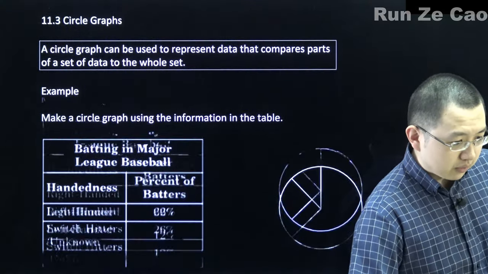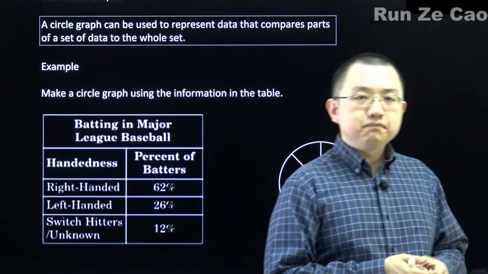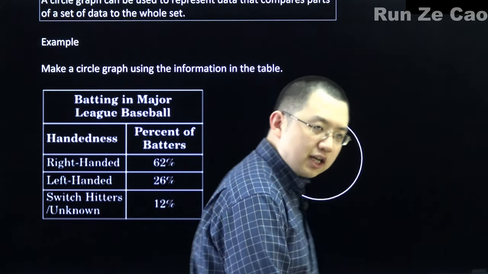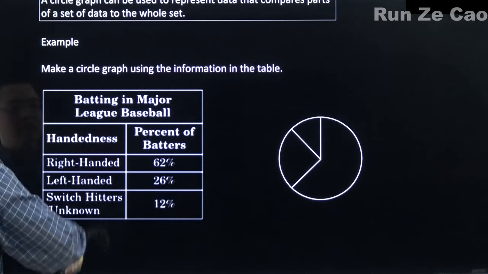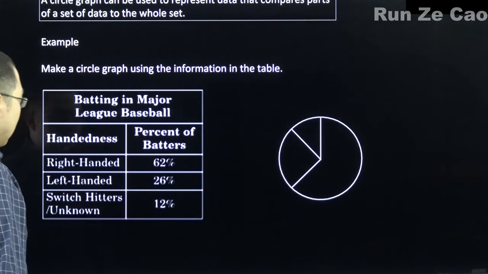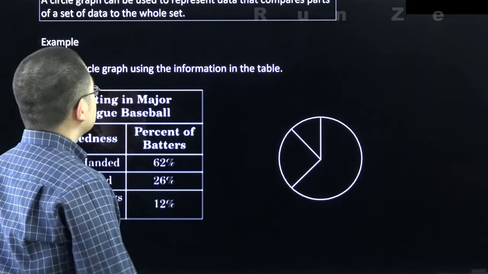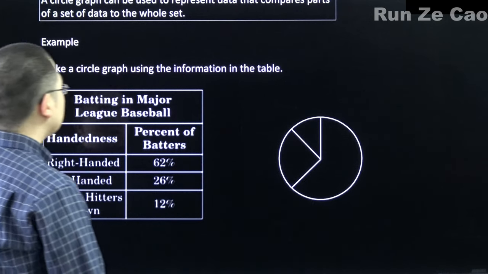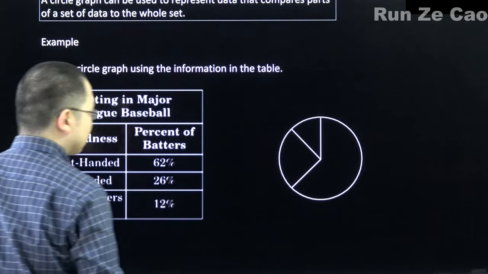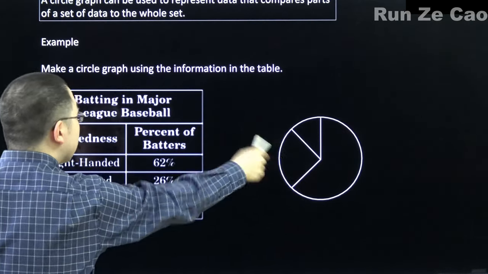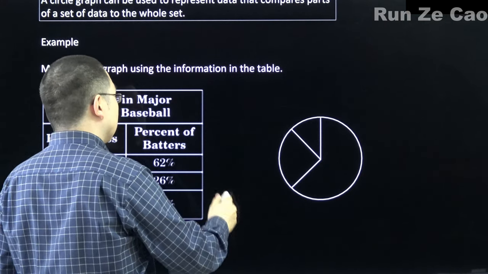All right, let's say we have circle graphs. Let's make a circle graph using the information in the table. Due to the artistic limitations of my equipment, I pre-drew this for us. So, batting in Major League Baseball, you have handedness and the percent of batters. How do you make your circle graph? Well, also known as a pie chart, it's used to represent data that compares parts of the set to the whole thing and to each other, so that you can immediately see what proportion it occupies. How do you make this? Well, you use angles.